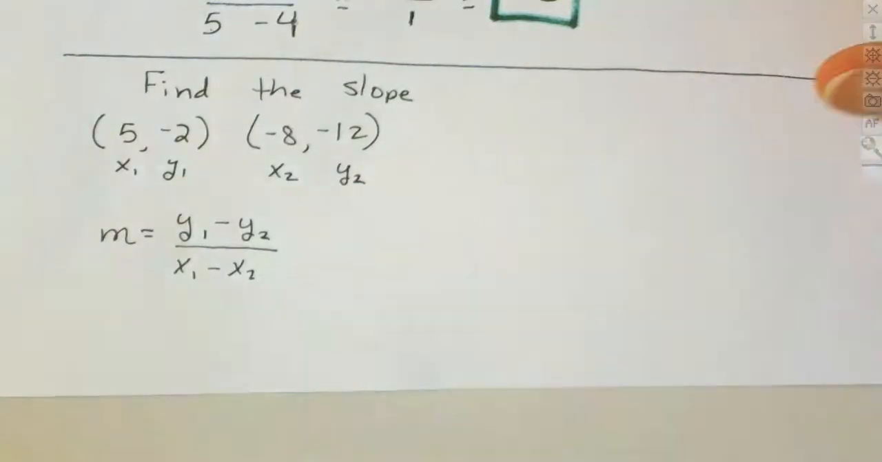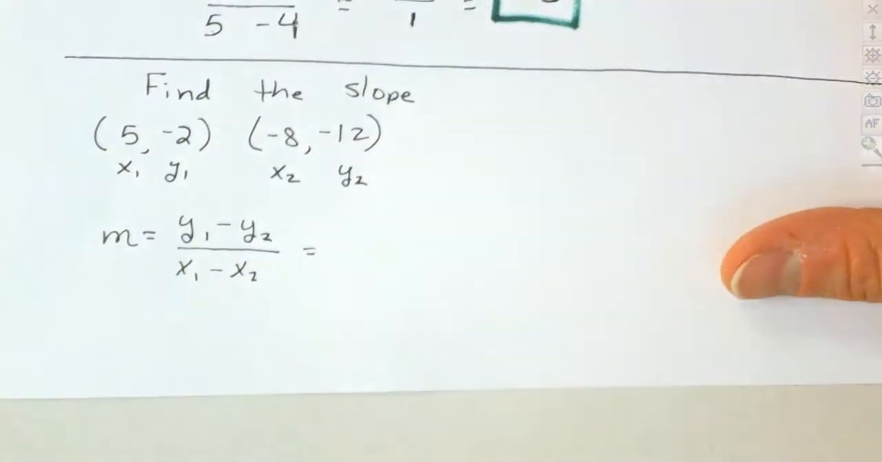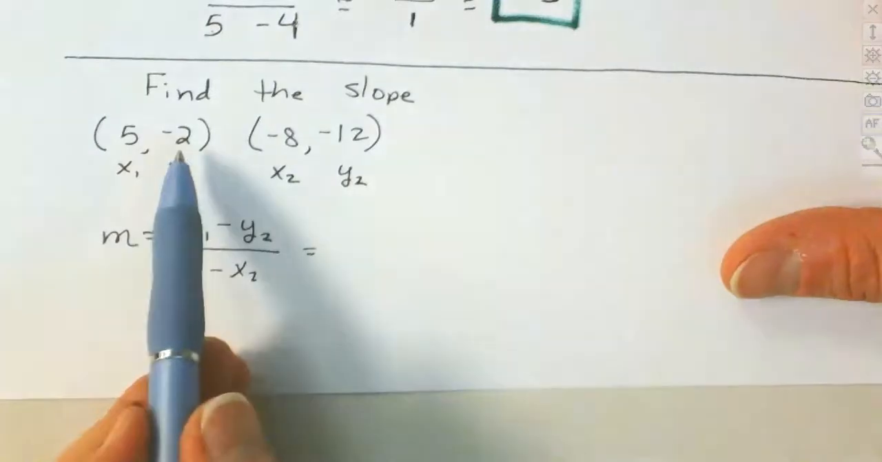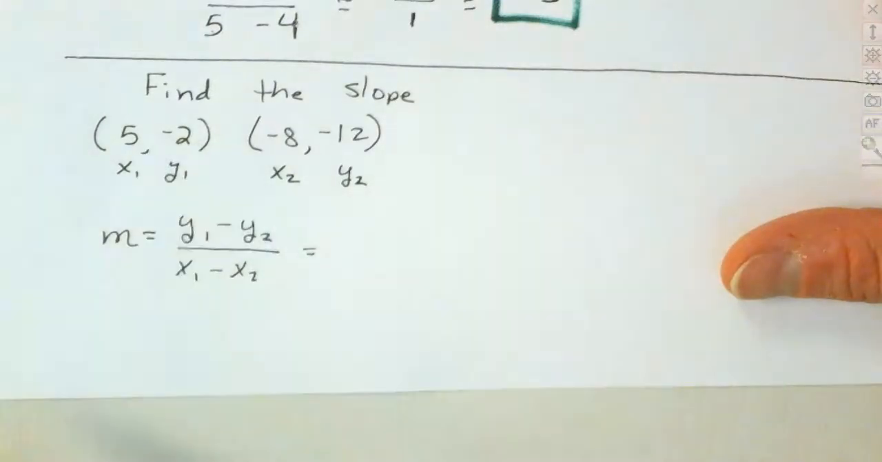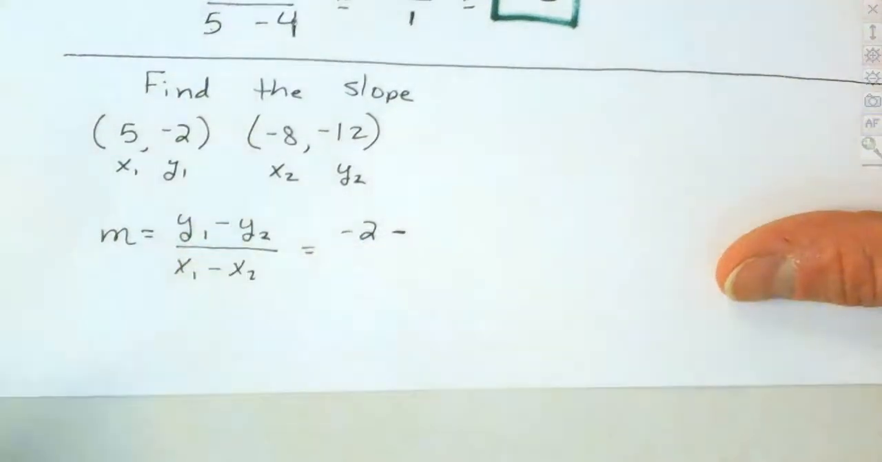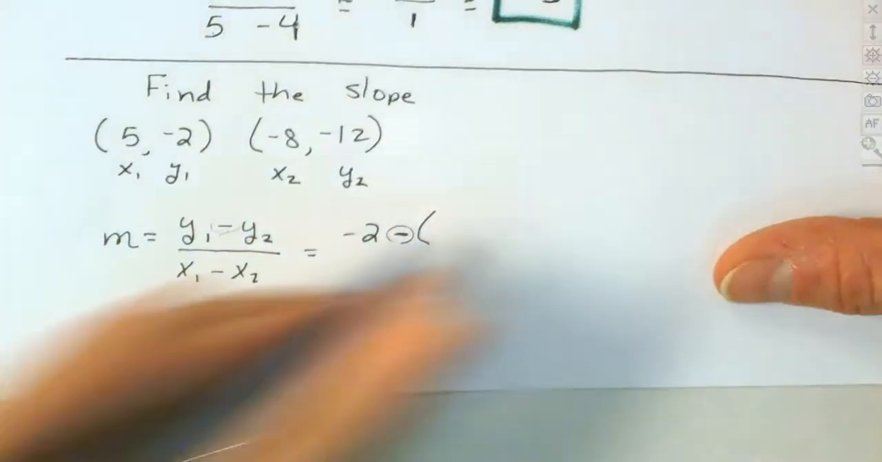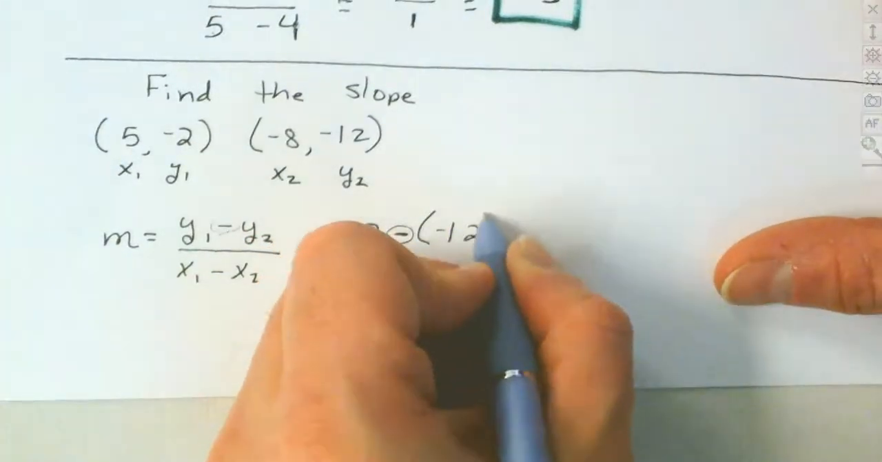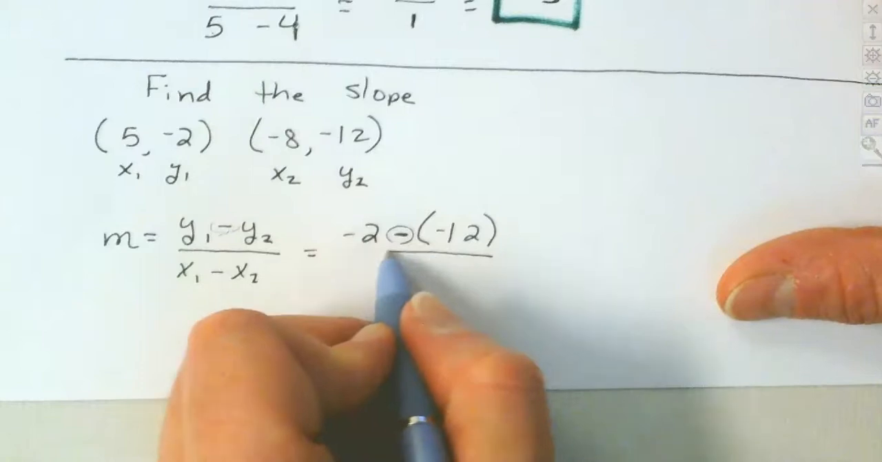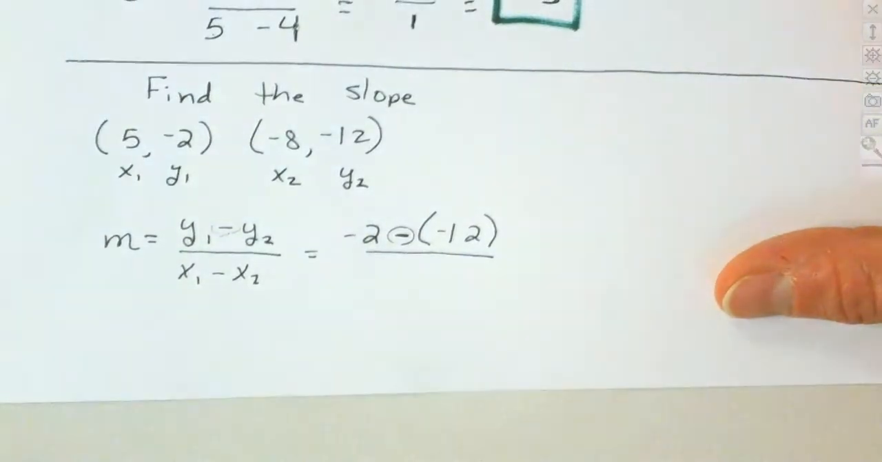Now we simply plug our values in. Watch out for double negatives. We may have them. In this case, we will. So we have a y1, which is a minus 2. Now we have a minus right from here. And the 12 is minus, a negative. So put a parentheses around it. That way you can see that you've got a double negative there. So we have to be very, very careful with the double negatives.